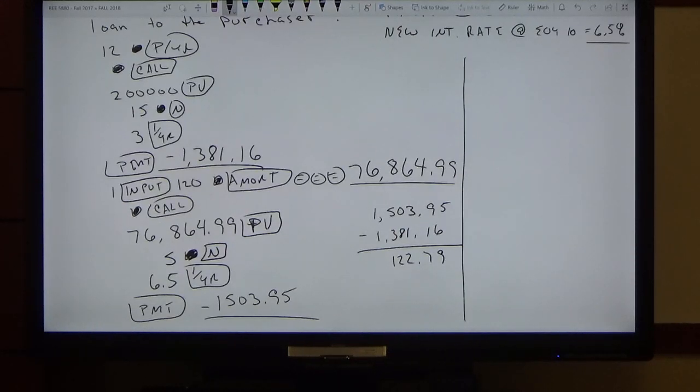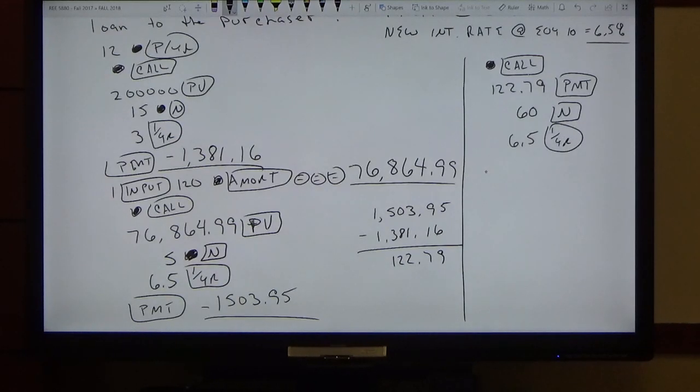They like it. Okay. So we can go up here, once again, kind of clear everything out, just to be safe, and put in the 122.79. We can put it in as a positive or negative, either way, but put it in as a payment. Put that for 60 months. Okay, at the new interest rate of 6.5%. And solve for present value.